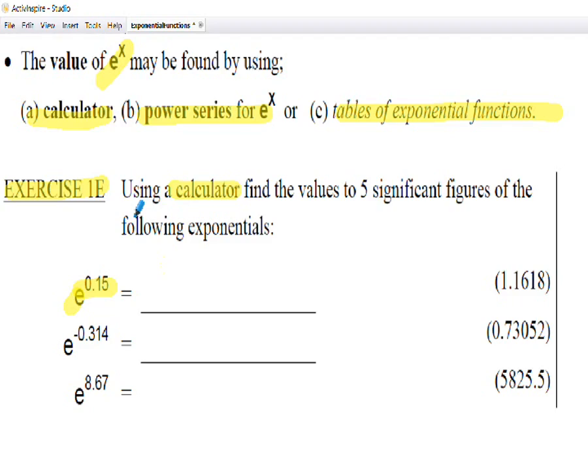What you should find is e to the 0.15 should give you a value of 1.1618. In other words, that's a 2.7 etc. e function raised to the power of 0.15. Type on your calculator e to the power of minus 0.314, you should get the value of 0.73053. If you type the value of e to the power of 8.67, again you should get a value of 5825.5. I suggest you have an attempt at those questions and become familiar with using the e key on your calculator.